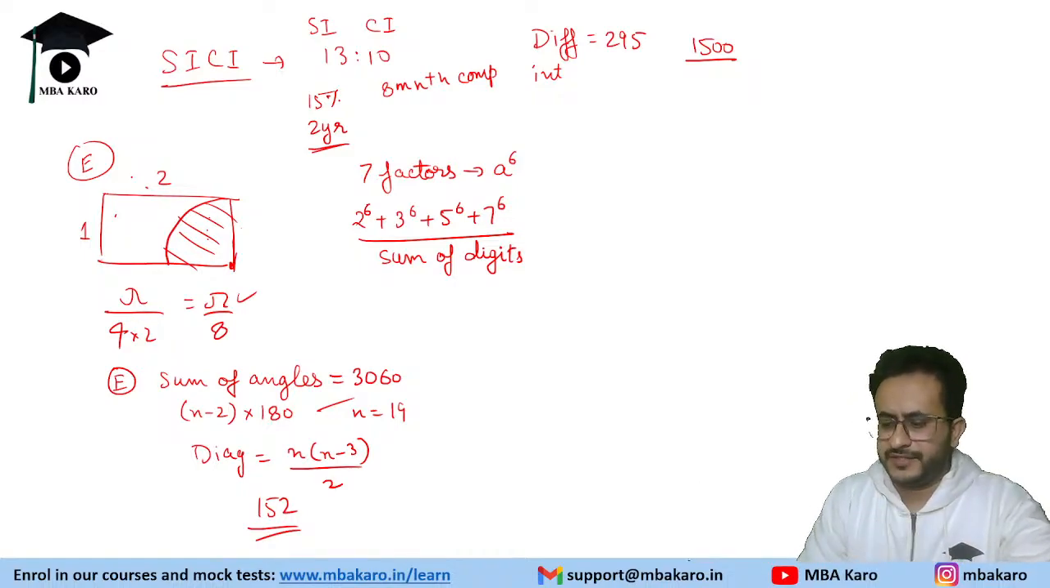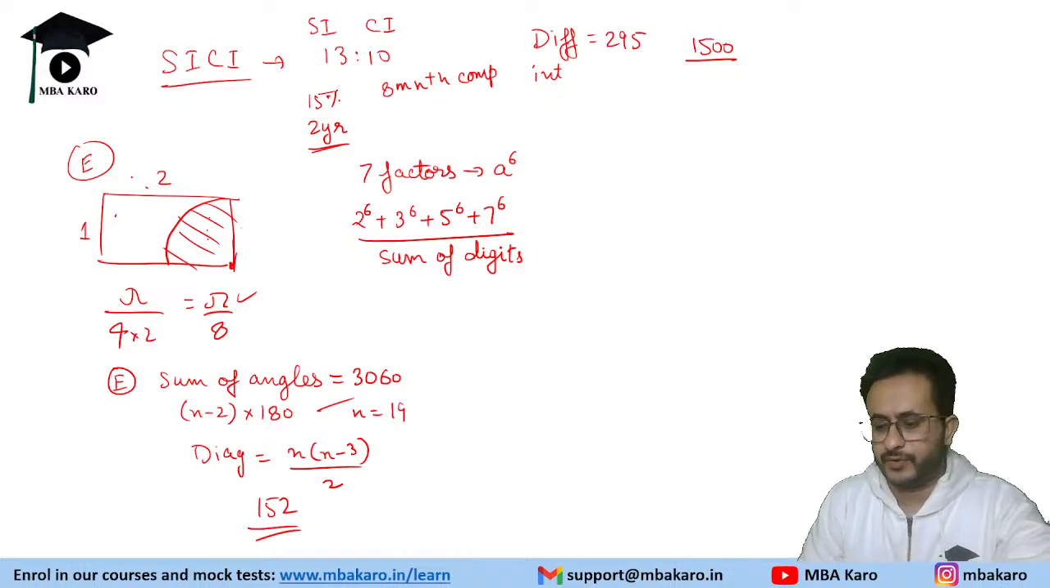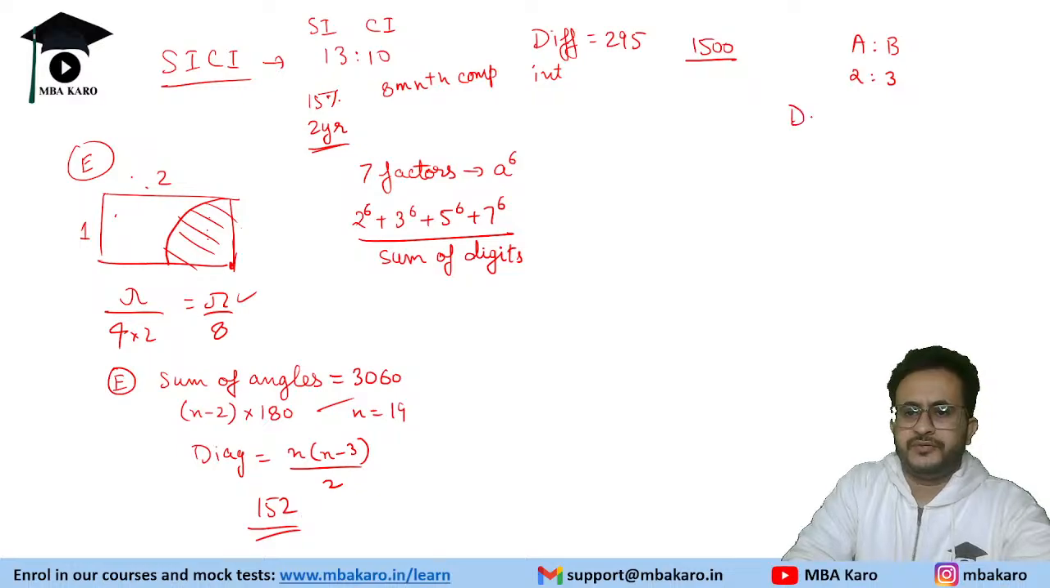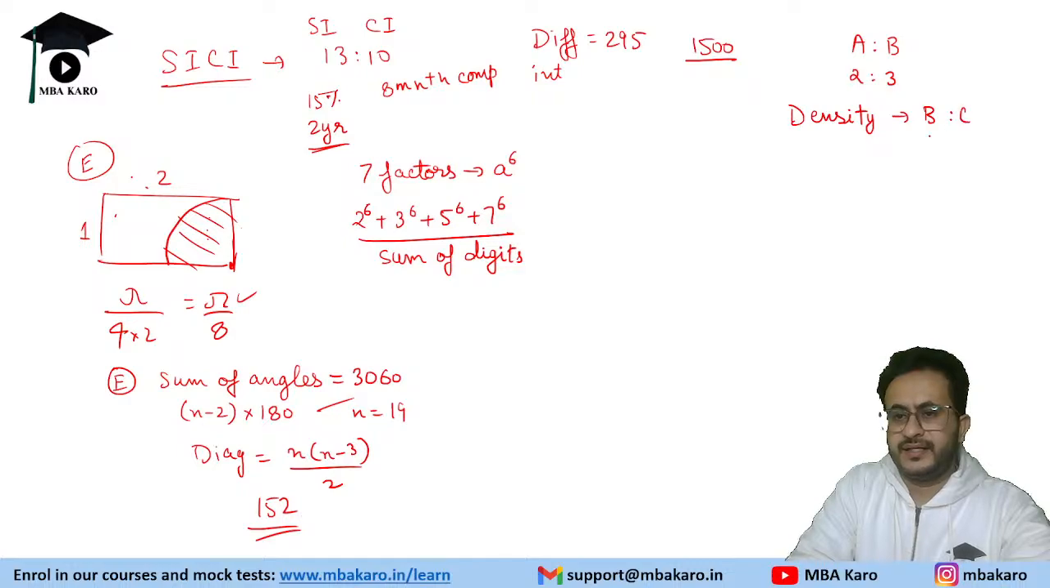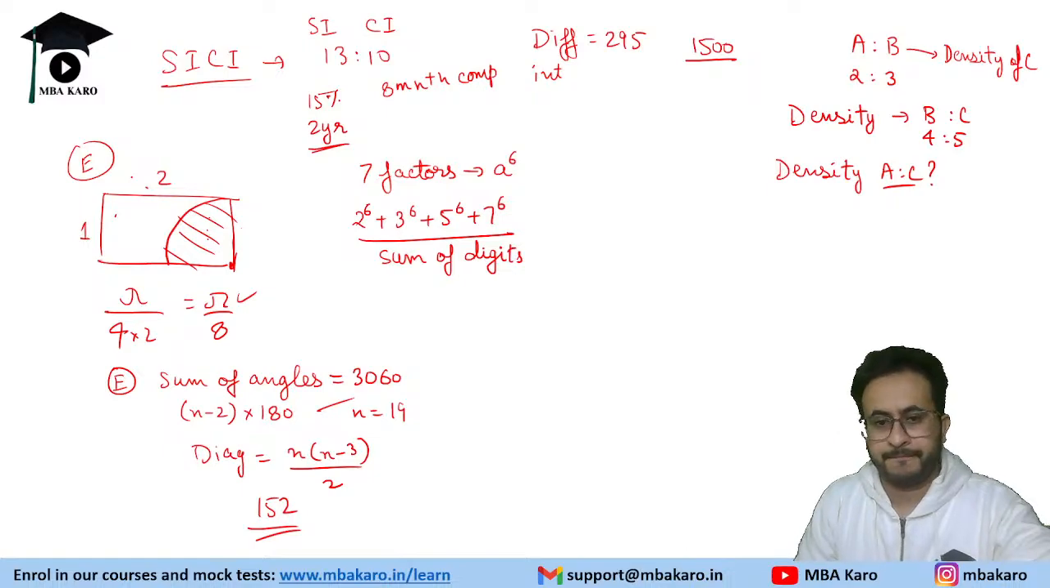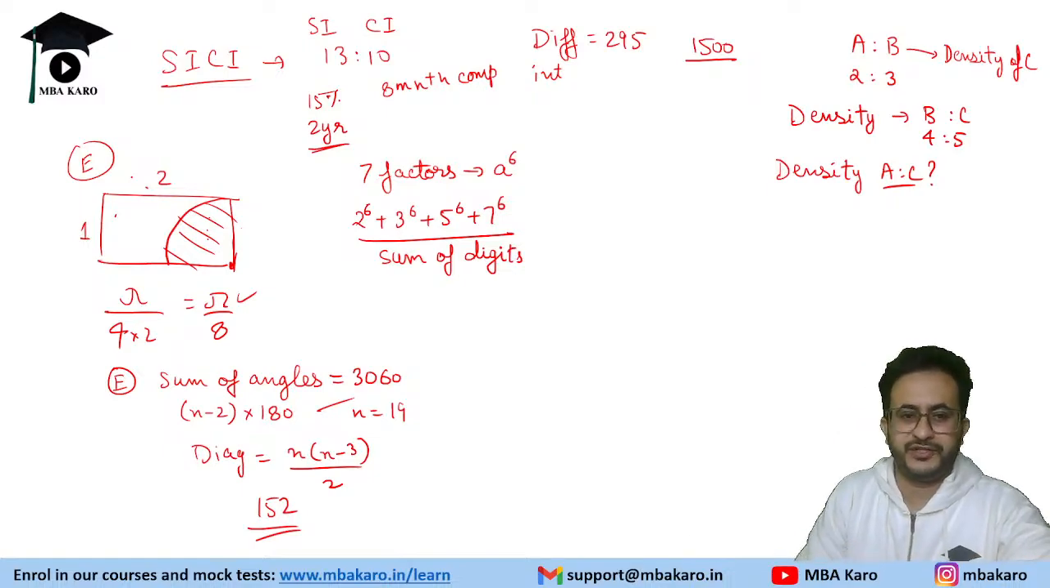Then there was one question which I found interesting, that was density based. It says that A and B are mixed in ratio 2:3. Then it was given that the density of B and C is 4:5. So when you mix A and B, you get the density of C. They had asked the density of A ratio C. Did anyone attempt this question? Density of A ratio C.